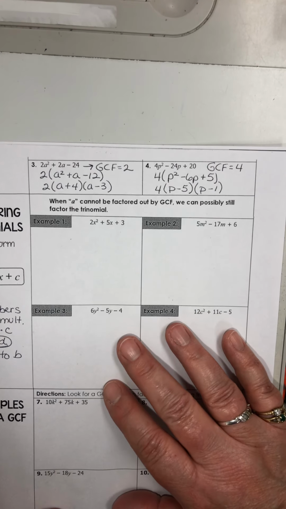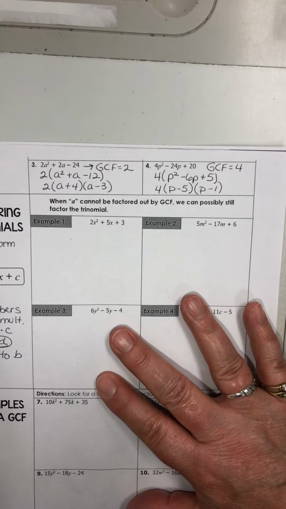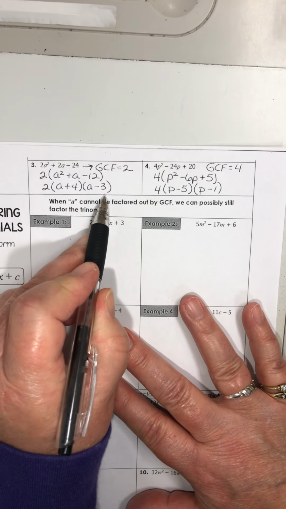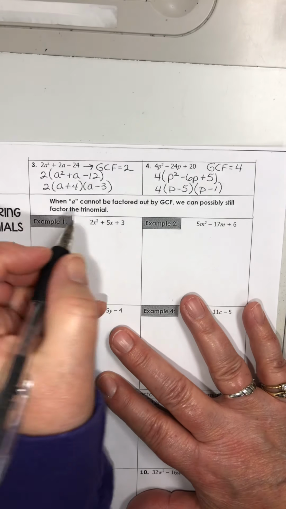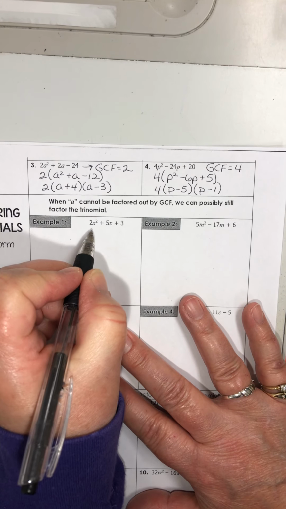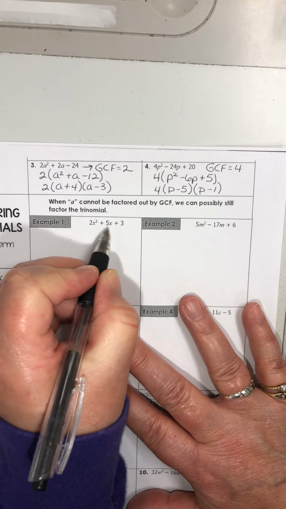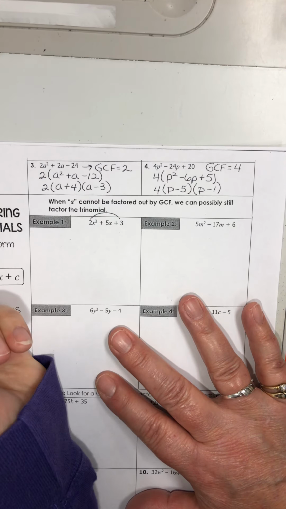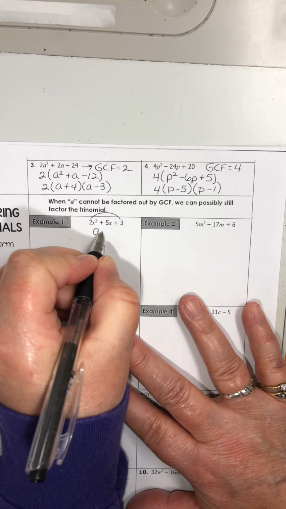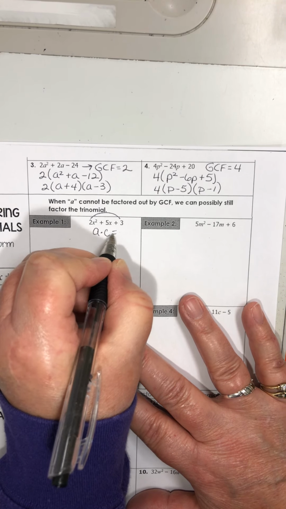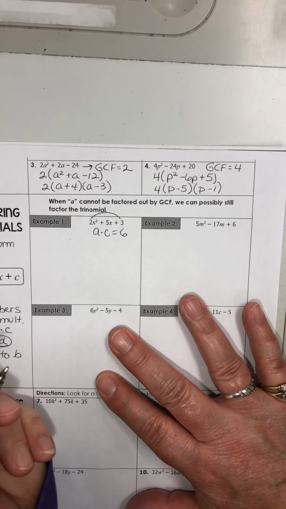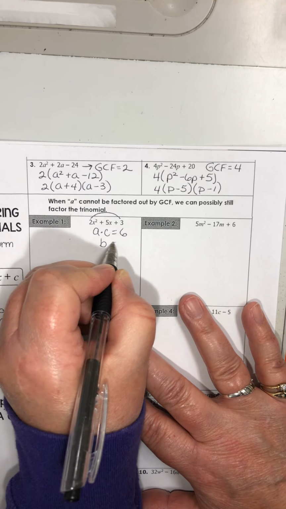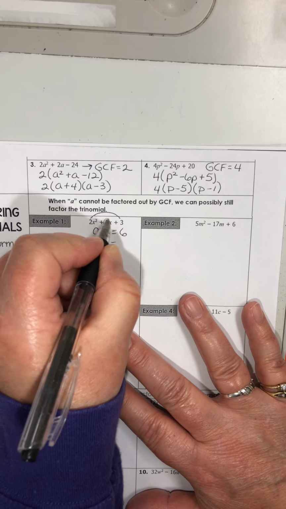Let's take a look at how we're going to do this. I told you we're looking for two numbers, just like up here, where we found the 4 and the negative 3. So in 2x squared plus 5x plus 3, we're looking for two numbers that multiply to a times c, and a times c is 2 times 3, which equals 6. Then we're looking for two numbers that will add to this 5.